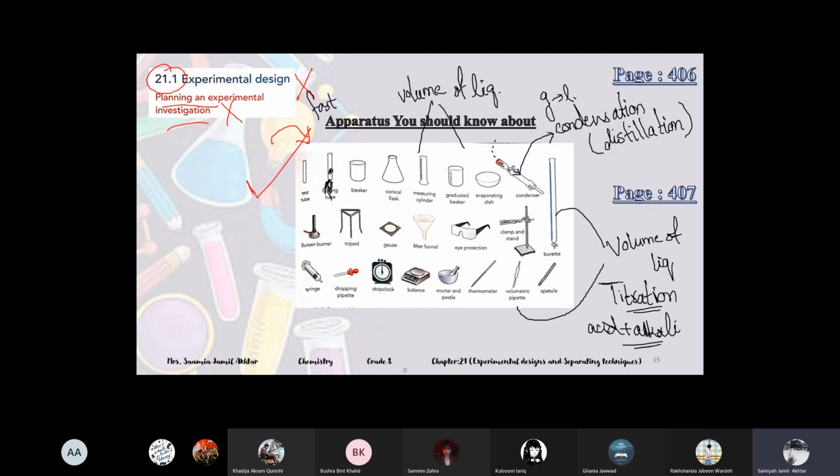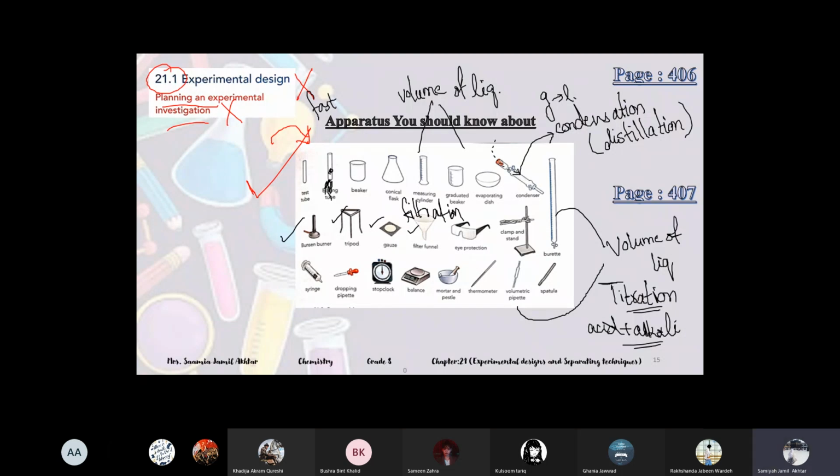Inshallah, when we go in the lab, I will show you some of these apparatuses. They are present in the lab. Then these things, Bunsen burner, tripod stand, wire gauze, and funnel, which is used in filtration. These things are used for heating, eye protection.